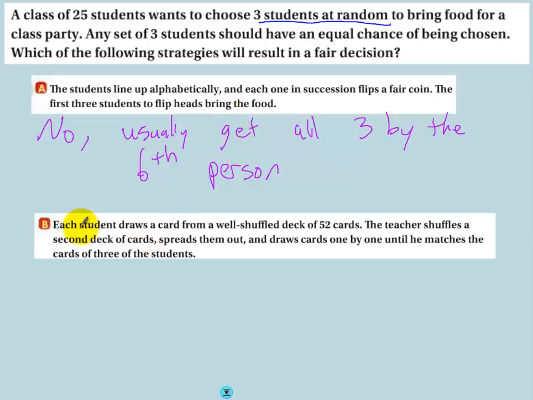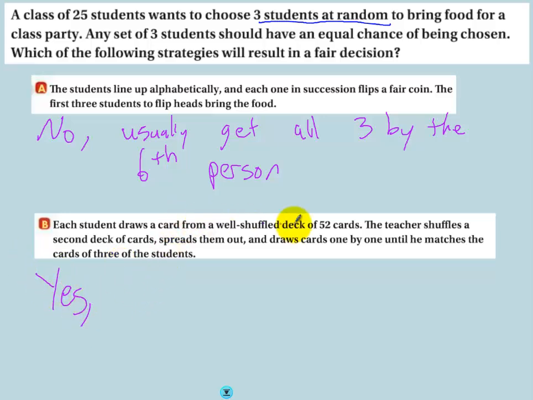Let's try this scenario. Each student draws a card from a well-shuffled 52 deck of cards. A teacher shuffles a second deck of cards, spreads them out, and draws cards one by one until he matches the cards of the 3 students. So everyone gets a card, a standard deck, and then the teacher has another standard deck that's shuffled and picks out cards until they pick 3 students. Is this going to be fair?